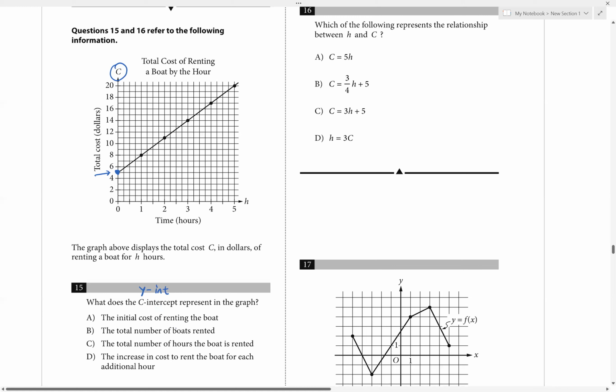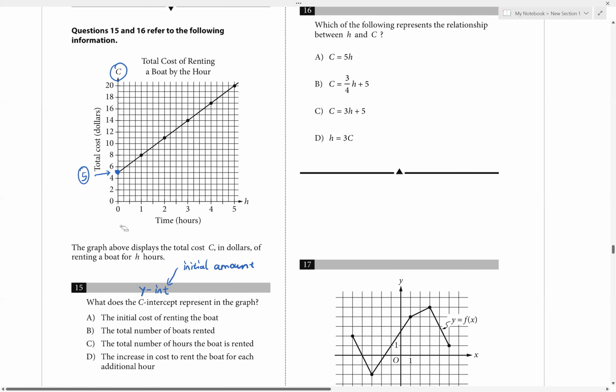This question is related to linear modeling. So we have a linear equation, and the Y-intercept in a linear equation is always some kind of starting amount, or initial amount. For any application question, the Y-intercept is always an initial amount. That's what we begin with. So the cost of renting a boat, we begin with 5. Even if you rent 0 hours, we still have to pay $5.